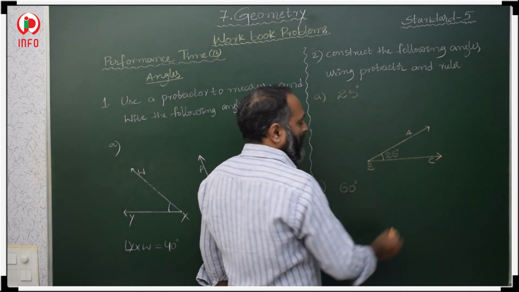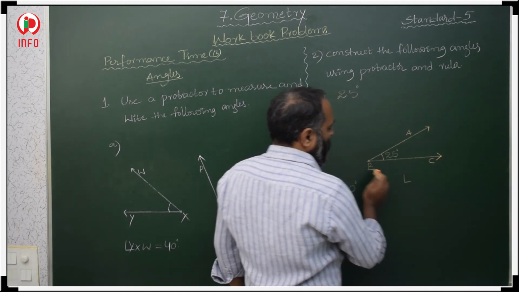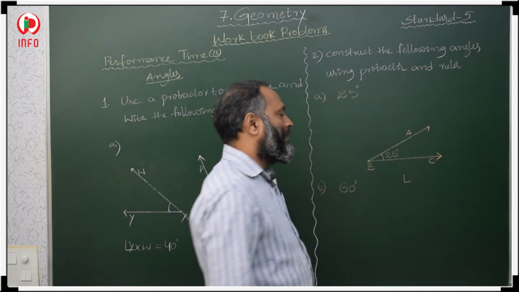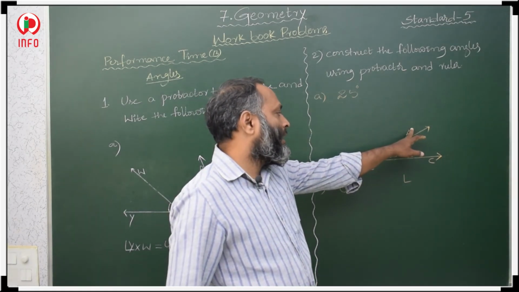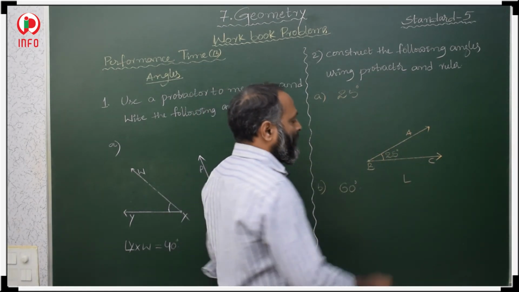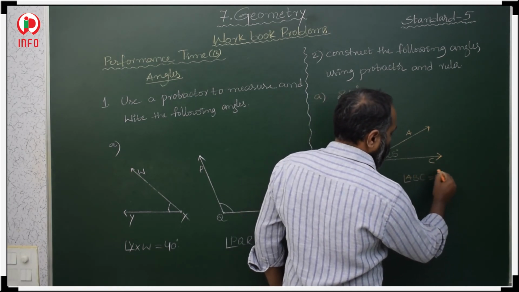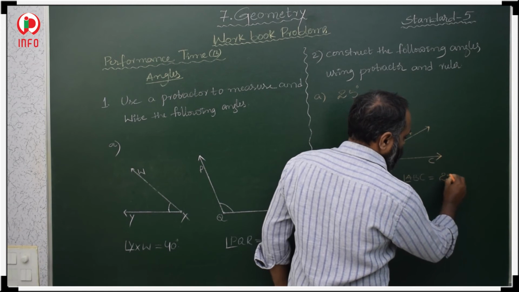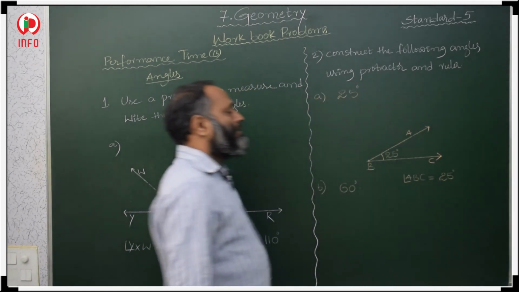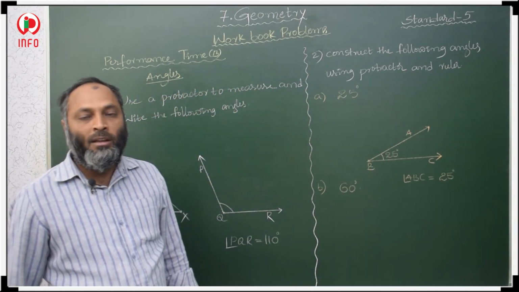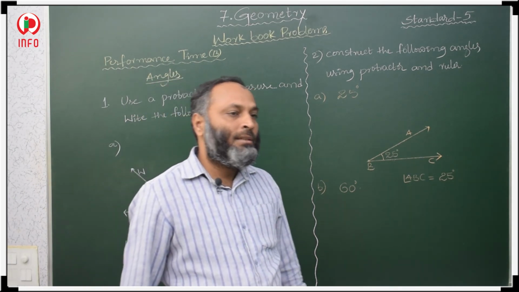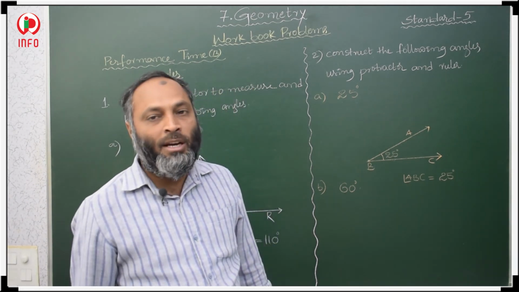Then how to represent the angle? First the angle symbol, and this vertex we have to take in the middle. So we start from A: A, B, C. Angle ABC is equal to 25 degrees. In this way we have to construct an angle using a ruler and protractor.